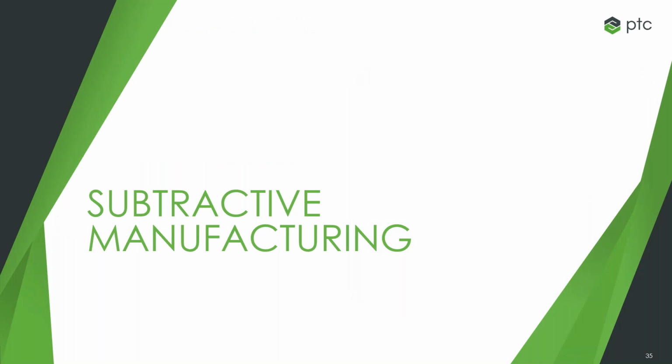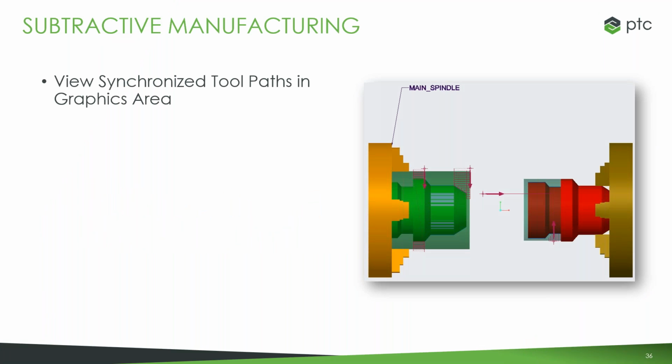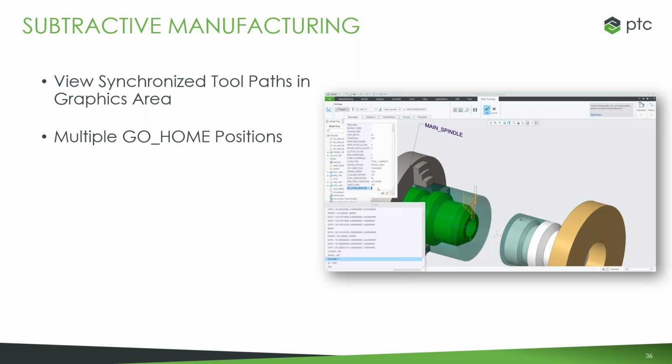And on the opposite side of it, instead of additive, you might also be working with subtractive manufacturing. So over in the world of machining, we now can view synchronized tool paths right in the graphics area. We've always been able to synchronize those tool paths, but now there's a synchronization menu where you can highlight what you want to see, view them, and it helps you keep track of it. And we've always had go home commands, but now some machines need multiple go home positions. Especially with things like mill turn operations, you can have multiple go home positions: home 1, home 2, home 3, whatever you need.